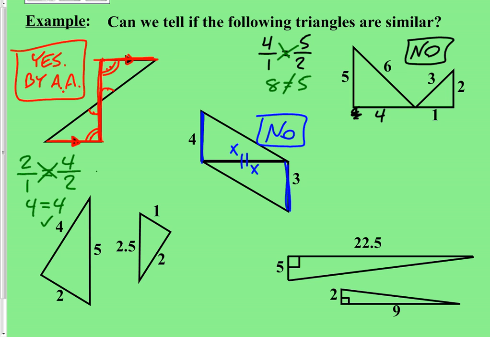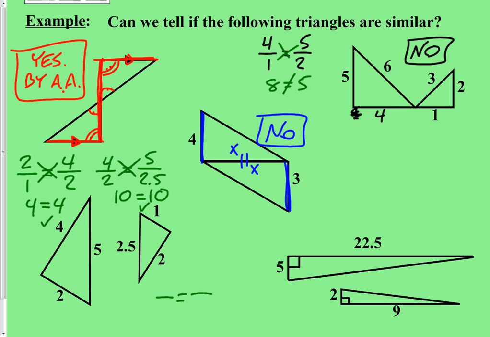Now we need another one. 4 is to 2 as, now I've got the medium side lengths, I would compare those to the large side lengths. That would be the 5 and the 2.5. Let's check that. 4 times 2.5 is 10. That needs to equal 5 times 2, which is also 10. That one works. So two of the proportions are working. That means we have one more proportion to check.